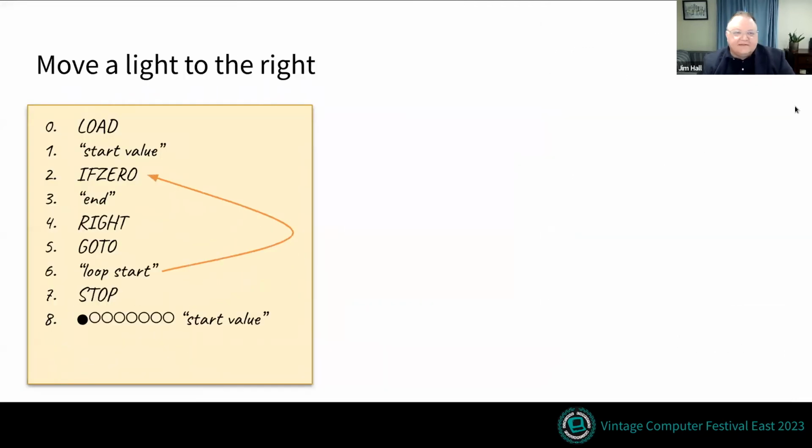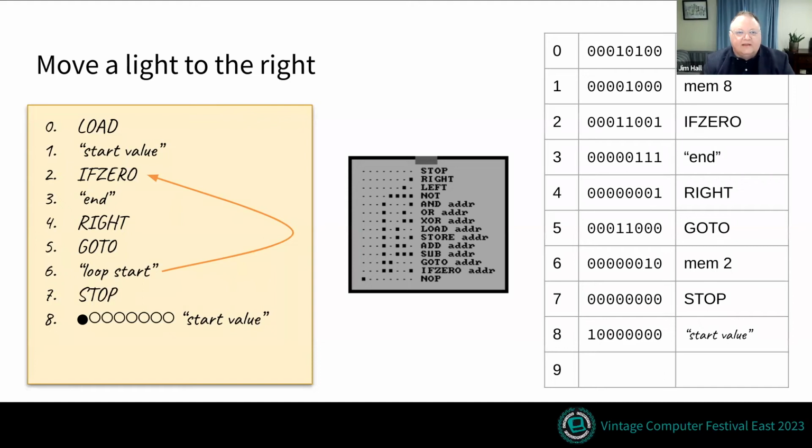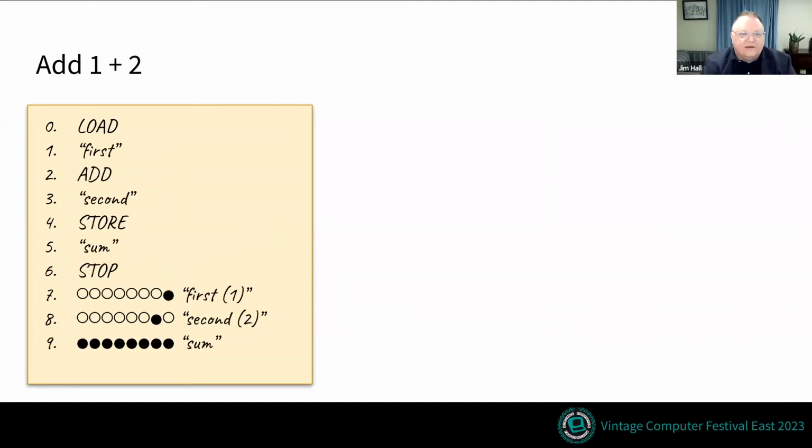Now, there's lots of stuff you can do with it, and I'm not going to go through all the different programs that we can do with it because I can see that we have about 20 minutes left. So we can do 1 or 2 more. We can move a light to the right-hand side of the screen, and that looks like this. And then we also have another program where we can add 1 plus 2. Actually, we do have time to do both these programs.